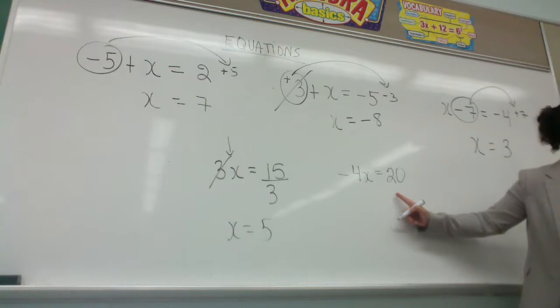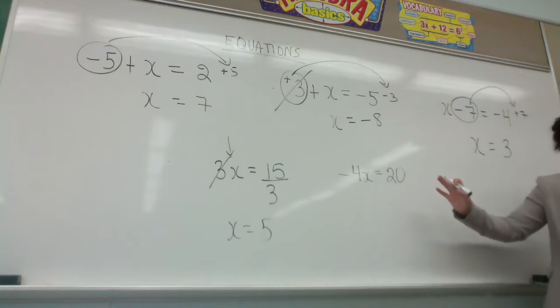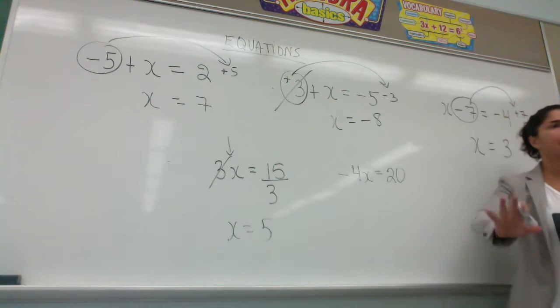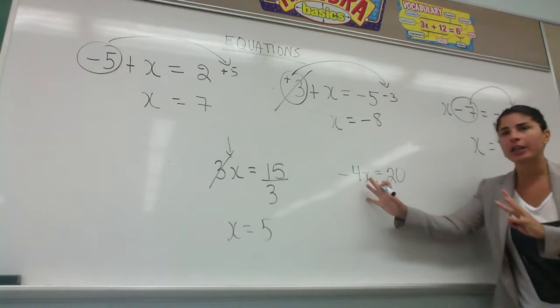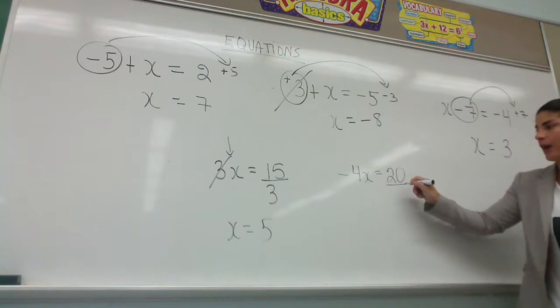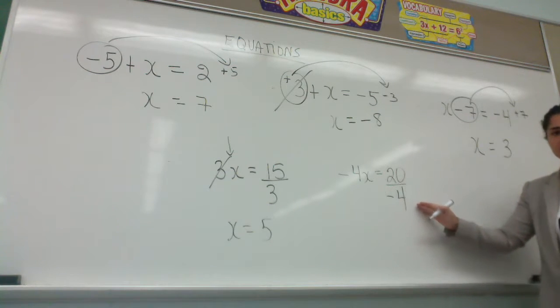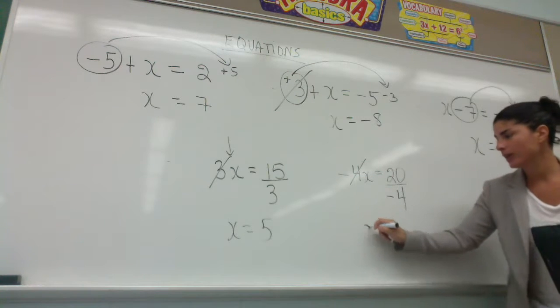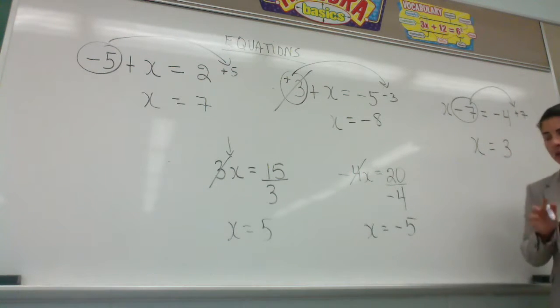Negative 4. How come I didn't change? How come I didn't say, oh, minus 4 becomes plus? Because it's not addition or subtraction. It's a multiplication. So we're turning it into a division. So you divide by negative 4. Pay attention, that's important. A lot of kids make a mistake there. X is now equal to negative 5. I'm putting the video on pause for any questions.